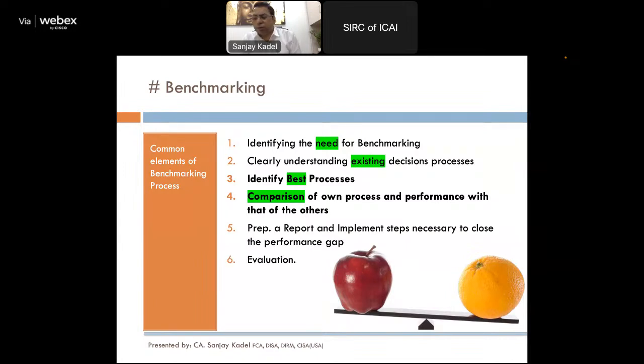And once you prepare the report and try to implement the steps, you must not stop. You will have to evaluate whether the purpose for which you did benchmarking is achieved, whether you are able to improve your processes and their outputs, whether you are able to achieve the high standards which you expected. That evaluation is very important. So benchmarking covers these 6 activities.